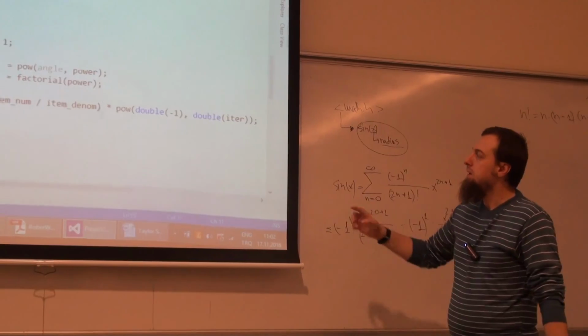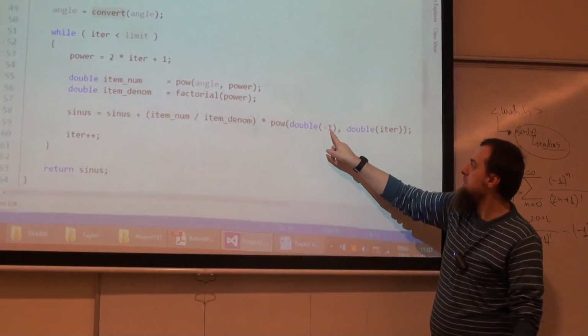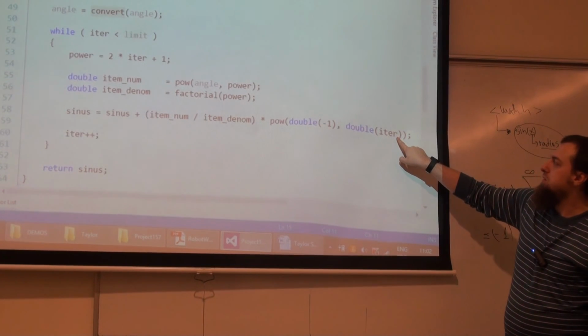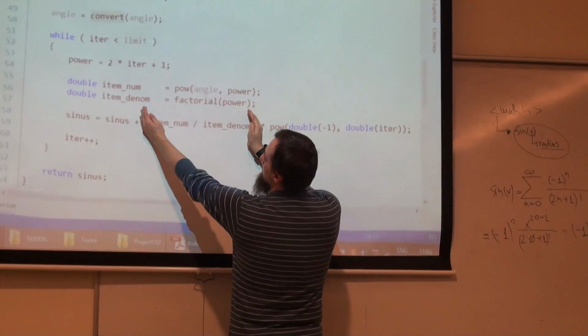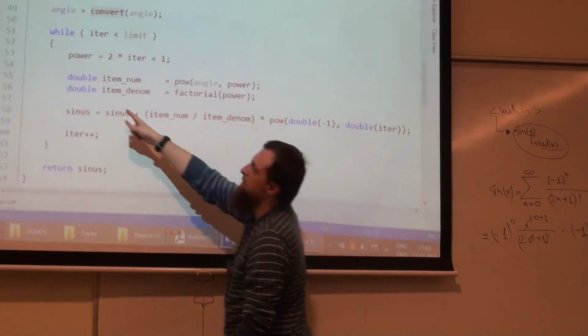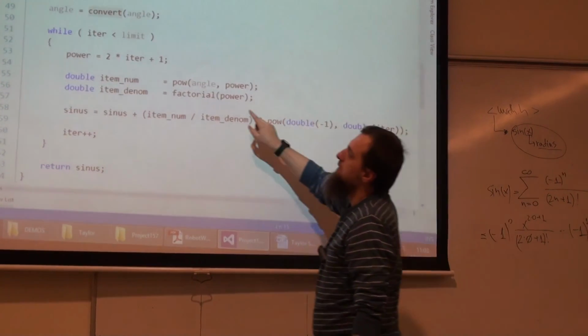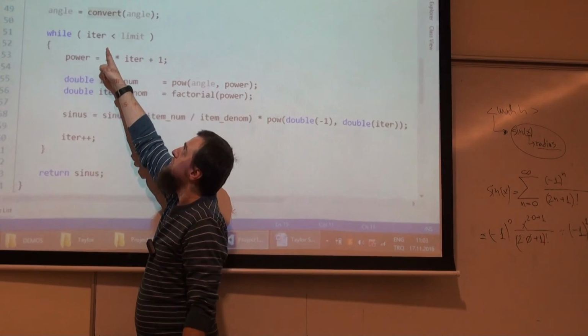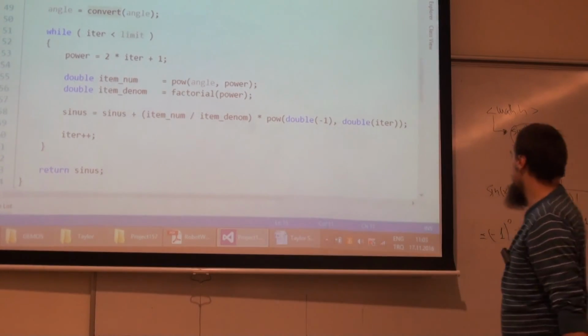Okay? So double, we are converting minus 1 to double. And this iterator is converted also to double. We multiply this one, numerator divided by denominator, this is all double. This is double here. Multiplied by minus 1 to the power of iterator. Iterator is, we start from 0 up until the limit. 0, 1, 2, 3, 4, 5, and so on. Okay?